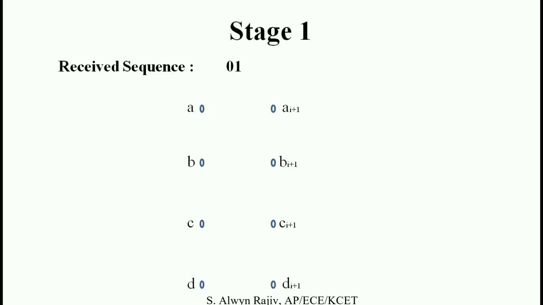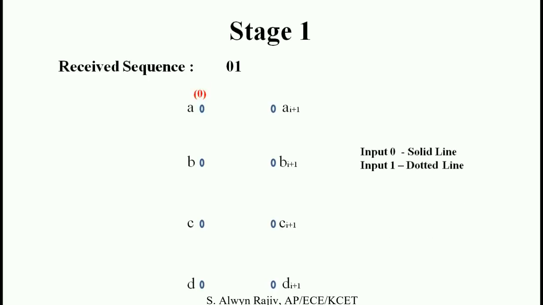Stage 1. This acts like a trellis structure. Here there are two stages: one is the present state, another is the next state. Here the received sequence is received one by one. The initial metric value becomes 0.